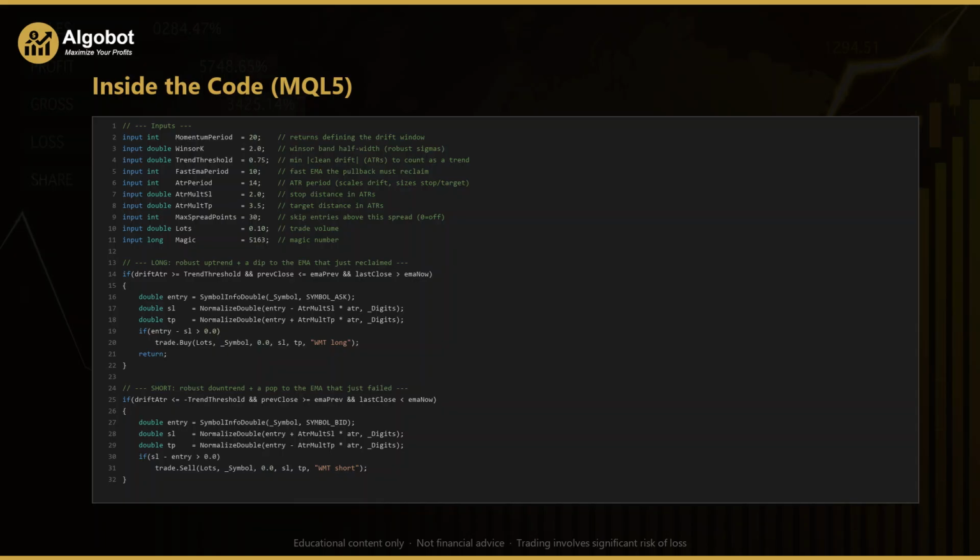The short block is the exact mirror. If the drift is at or below the negative threshold, the previous close was at or above the EMA, and the last close is now below it, that's a robust downtrend with a failed pop. Entry is the bid, the stop sits the ATR multiple above entry, the target sits below, and the EA calls trade.sell. Both sides only fire when the computed stop distance is valid.